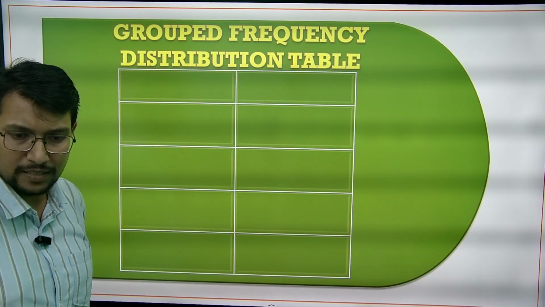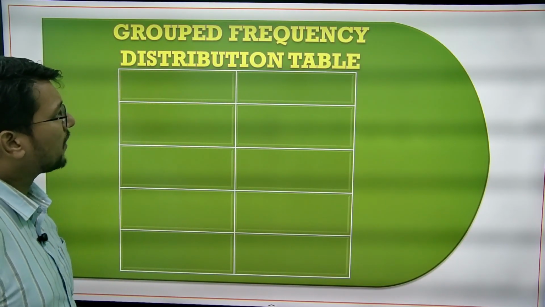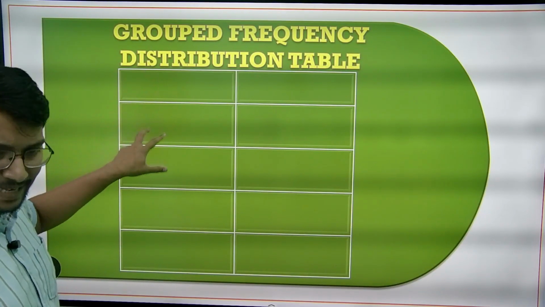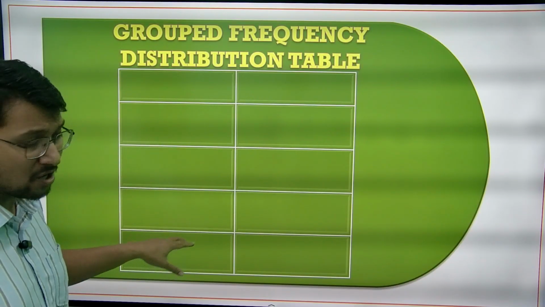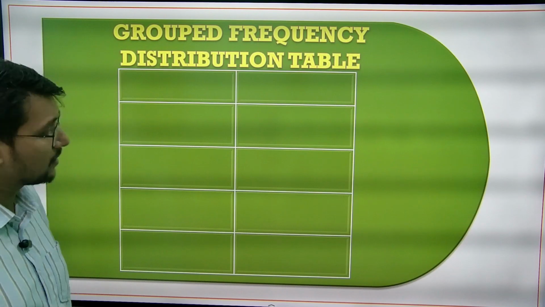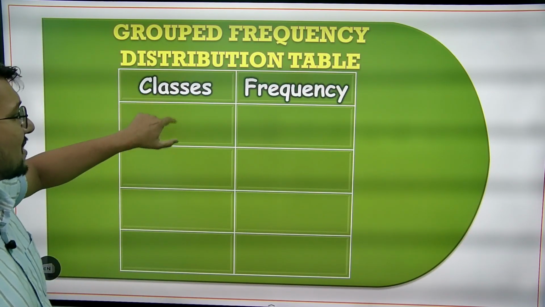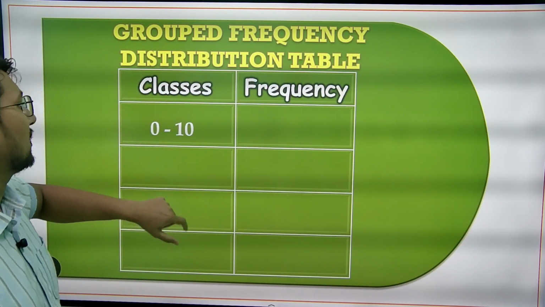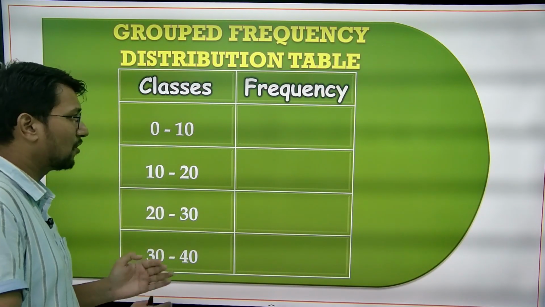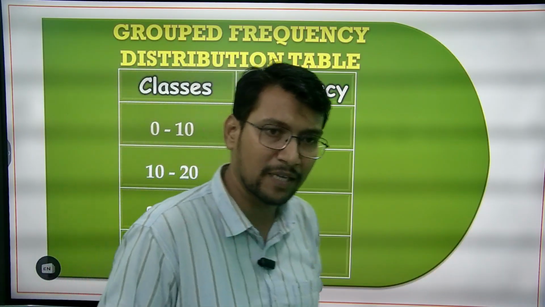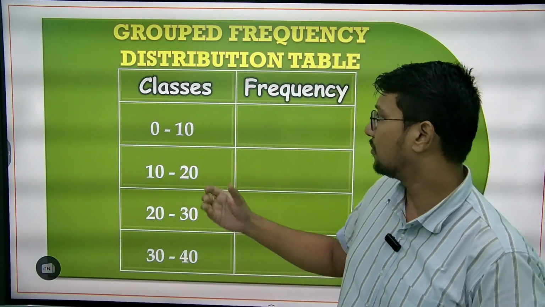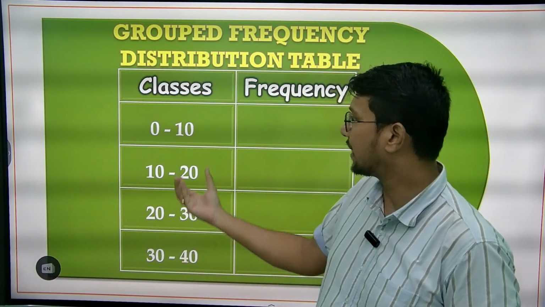Now see, you have studied the grouped frequency distribution table at class 8 level, I think. Every grouped frequency distribution table has two columns: one is class interval or classes, and the other is frequency. 0 to 10 is a group. Suppose a test has been conducted in mathematics whose full mark is 40.